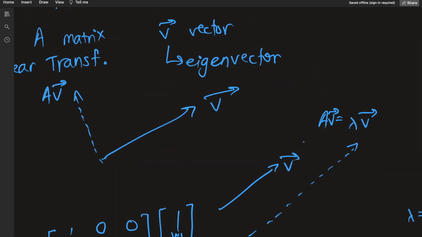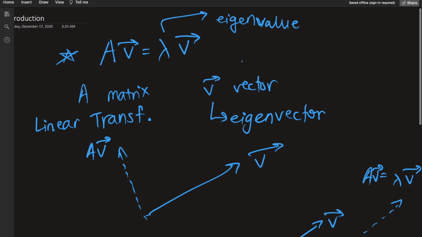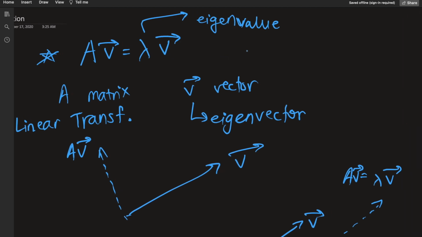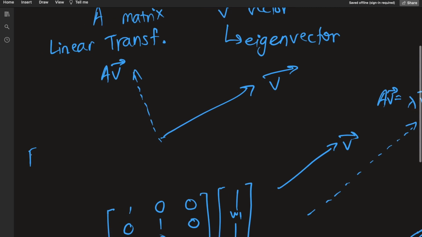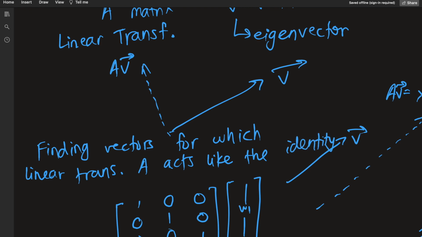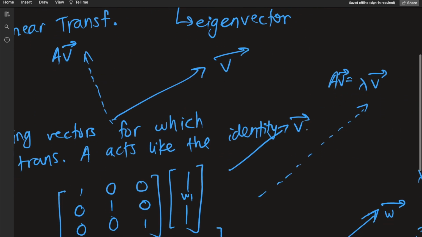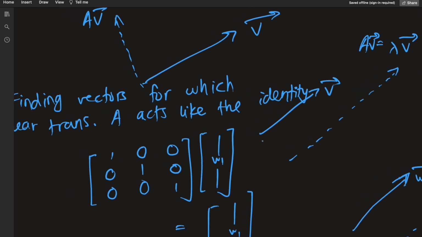So you can say that in a system like this, we're finding vectors for which the linear transformation A, denoted by the A matrix, acts like the identity. I mean, not exactly the identity, but similar to the identity, because this lambda factor is not necessarily 1. It can be any value. It can be negative 2. We can flip the direction and have a negative lambda as well.